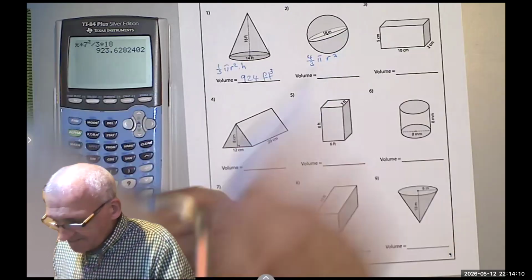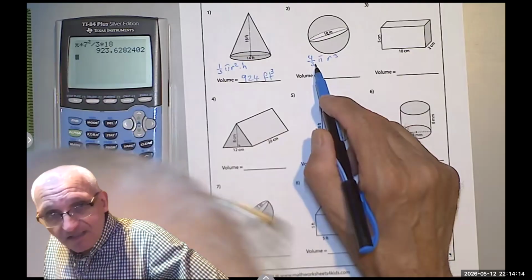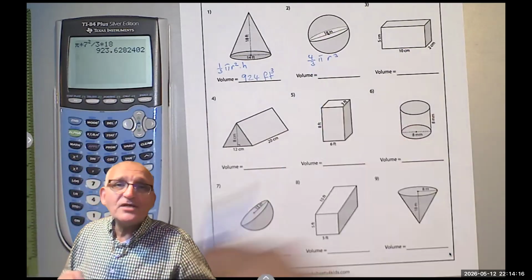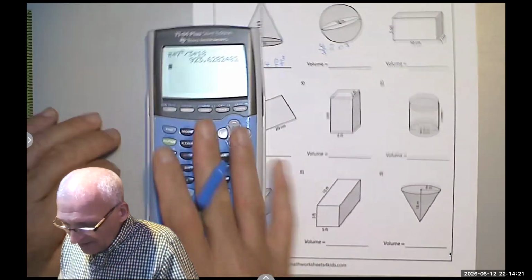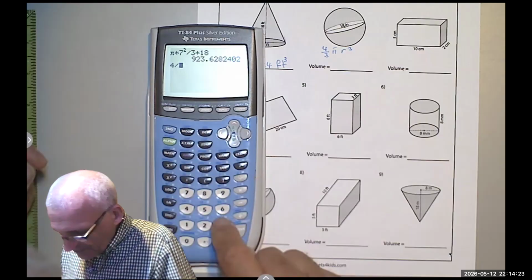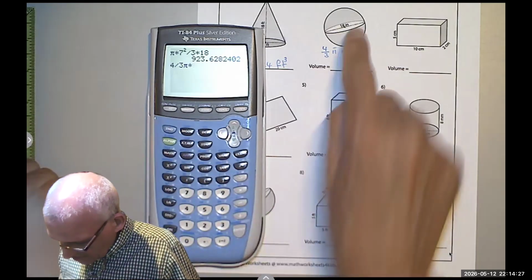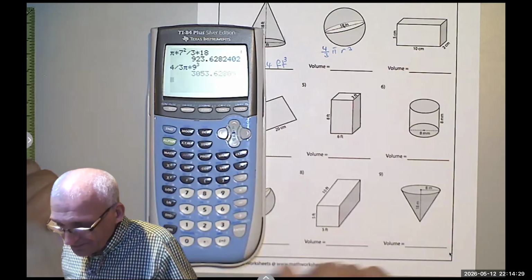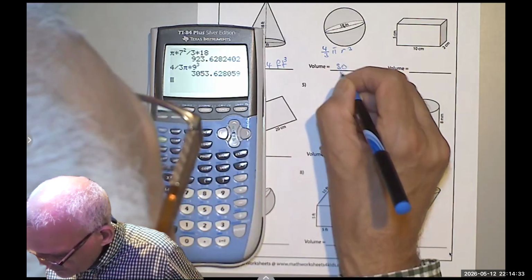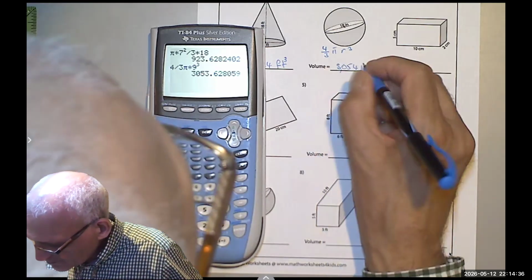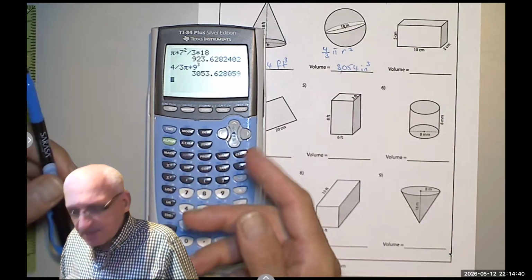r is 6. 6 cubed is 216 divided by 3, that's 72. So it's 288 pi. But we have a calculator, so we say 4/3 pi times r, which is 9 cubed. So you get, again, when you round it, you get 3054 cubic inches.